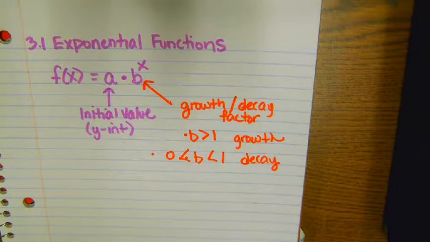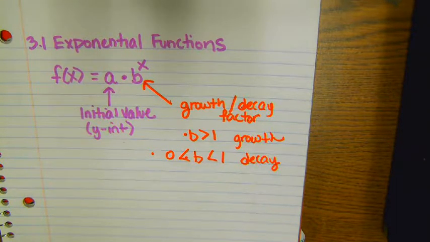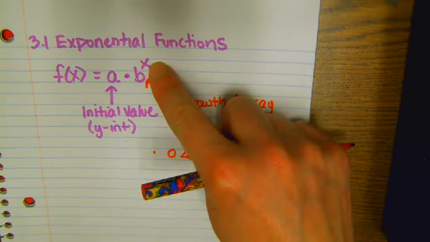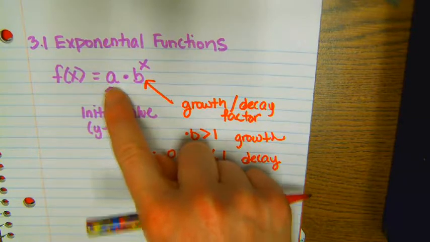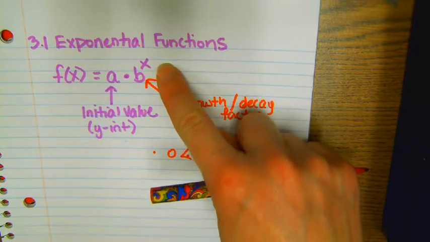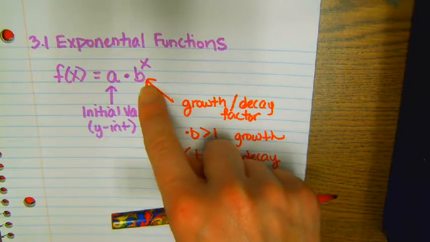And just a reminder, what's anything to the 0 power? 1, okay? That's why this is the y-intercept, because if I put 0 in for x, b to the 0 is 1, and I'd be left with a, so I have the point (0, a).